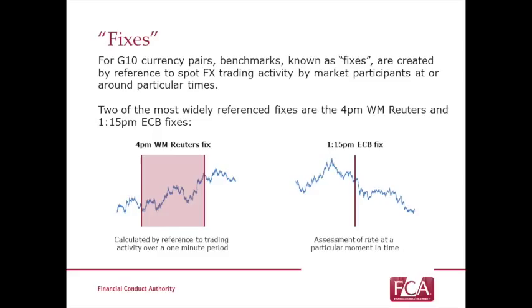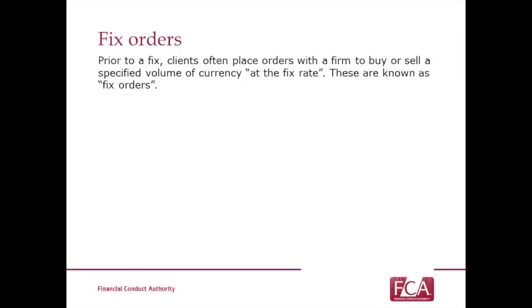This diagram gives a hypothetical example of what the WMR fix might look like, where the purple shaded area represents the 1-minute fix period and the blue line represents the trading. The ECB fix is different because it is a snapshot of the market at a moment in time, which is 1:15 p.m. And this is what the diagram shows, that instead of having a fixed period, we have a single point in time.